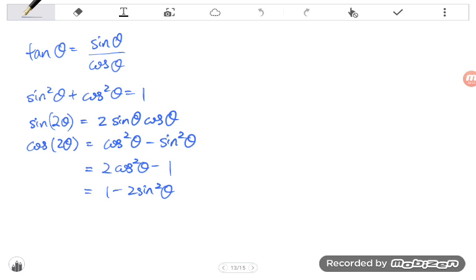So we have tangent theta equals sine theta over cos theta. Sine squared theta plus cosine squared theta equals 1. Sine of 2 theta is equal to 2 sine theta cos theta. And for cosine 2 theta, we have cos squared theta minus sine squared theta, or I can write that as 2 cos squared theta minus 1, or I can have 1 minus 2 sine squared theta.